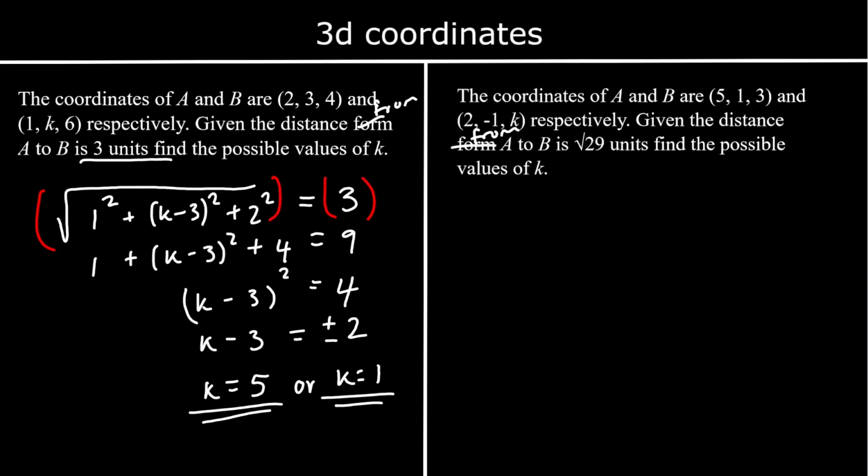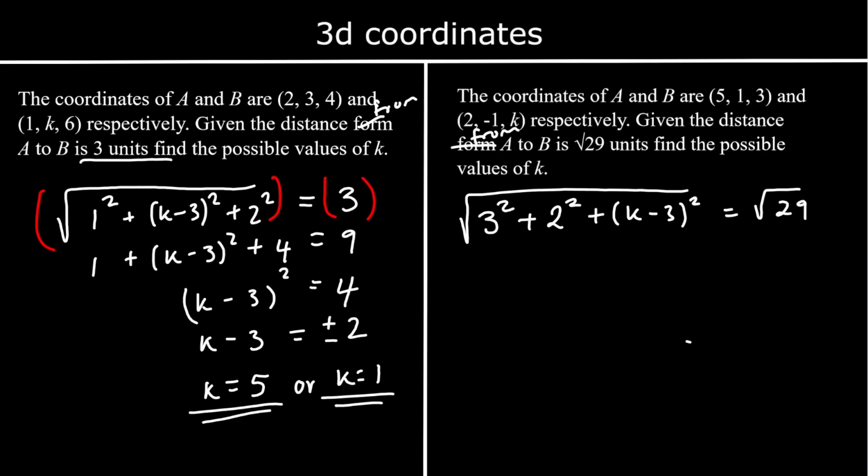One for you to try. See if you can give it a go. So let's set up our equation. So the distance between the x's is 3. So the square root of 3 squared. The distance between the y's is 2, plus 2 squared, plus k minus 3 squared, square rooted, equals square root 29.